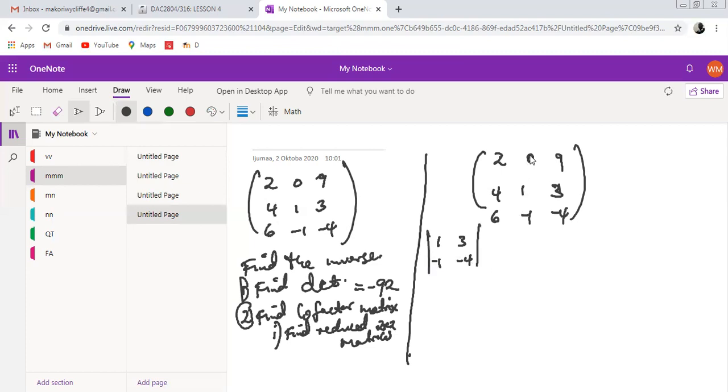Then the second element: delete the row where it belongs and the column where it belongs. If you delete this and this, we are going to see 4, 3, 6, -4. Delete this and this, we are going to see 4, 1, 6, -1. We are through with the first row. Once you reduce the first row, you have reduced the first row.